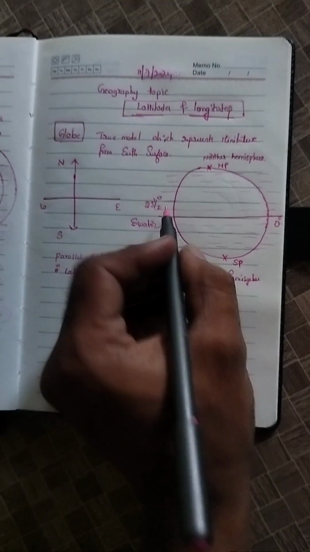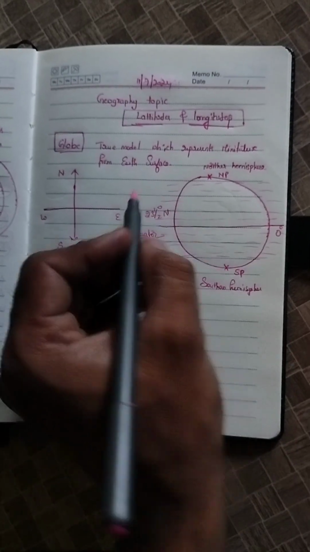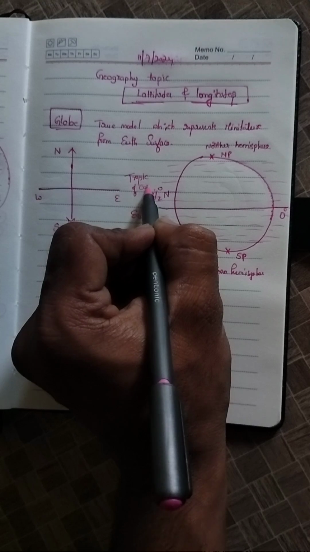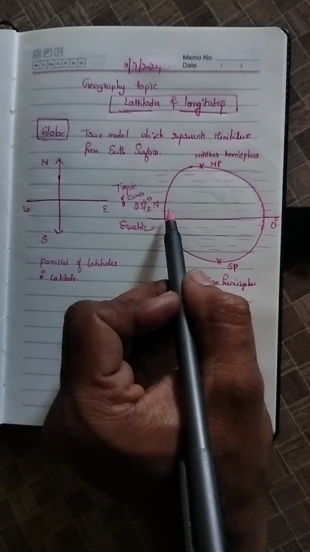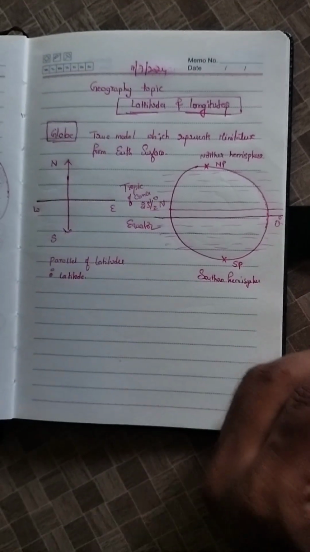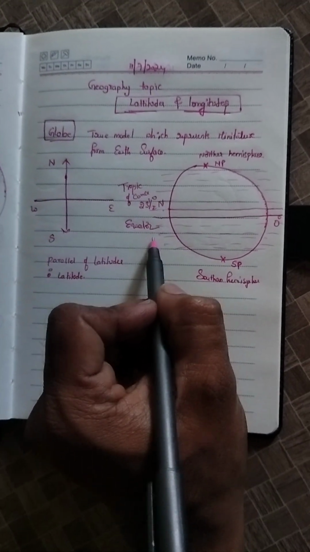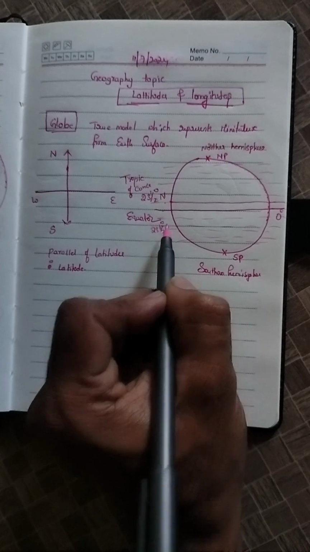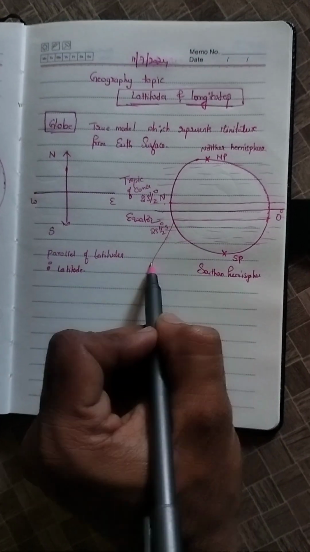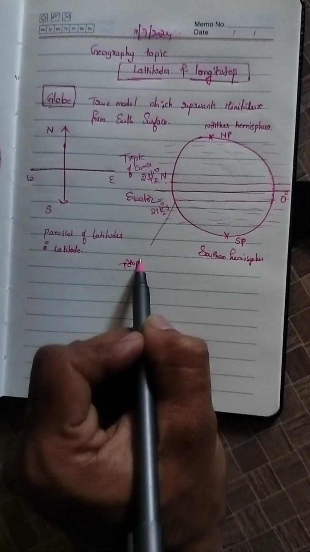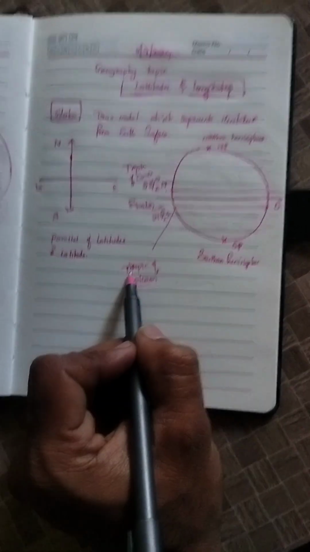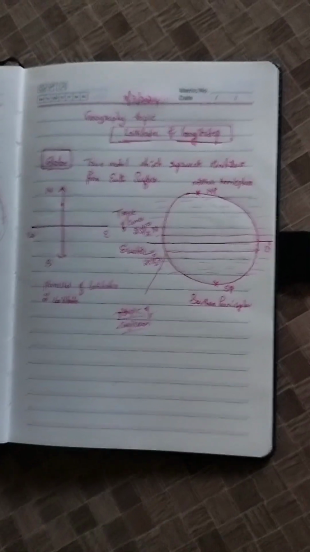Towards the north pole at 23.5 degrees north is the Tropic of Cancer. Tropic of Cancer. 23.5 degrees towards south, it is the Tropic of Capricorn. Okay, Tropic of Capricorn.